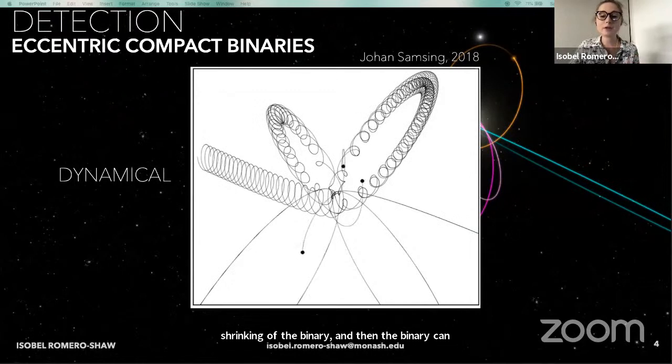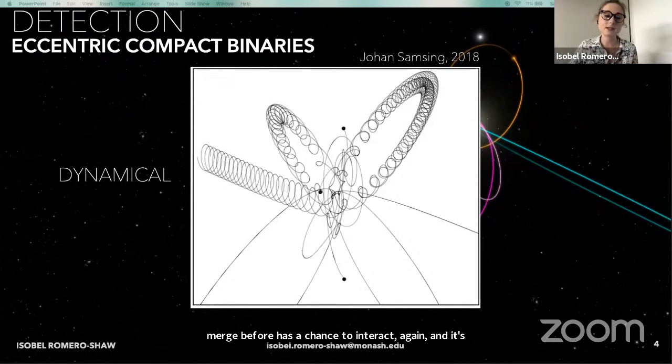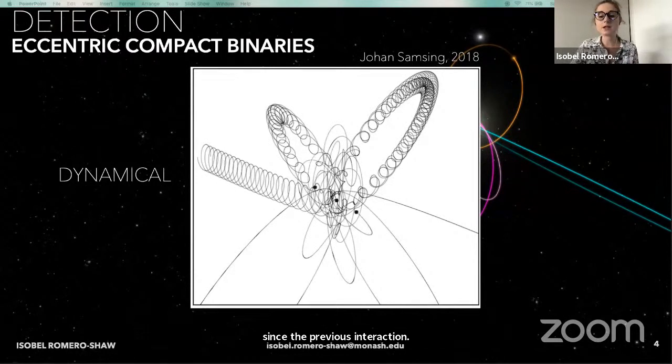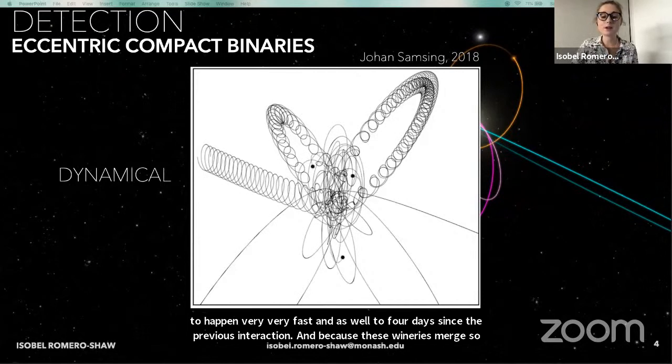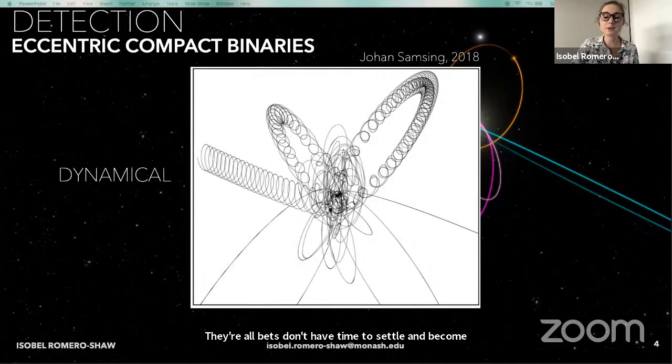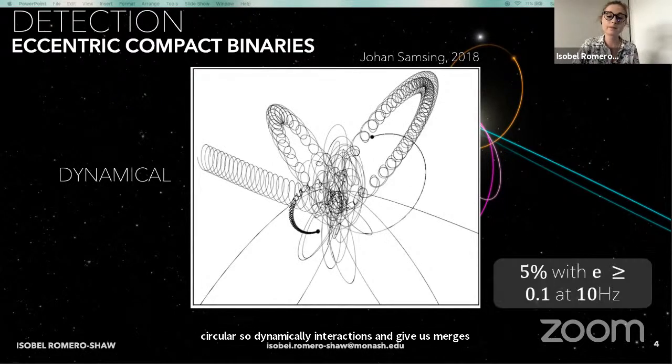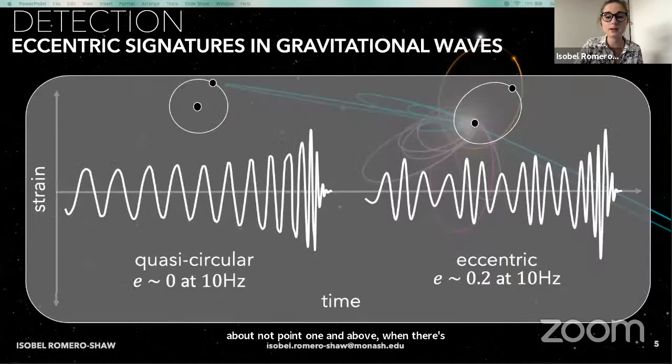And this can happen very, very fast, as little as 4 days since the previous interaction. And because these binaries merge so quickly after they become bound to each other, their orbits don't have time to settle and become circular. So dynamical interactions can give us mergers with higher eccentricities than isolated binary black holes. And in fact, simulations by people like Johann Samsing tell us that about 5% of globular cluster mergers should have an eccentricity of about 0.1 and above when their signal reaches the detector at about 10 Hertz.